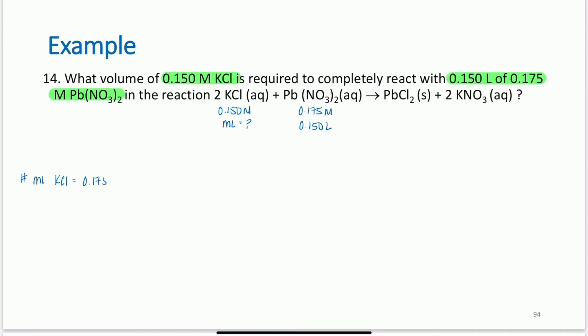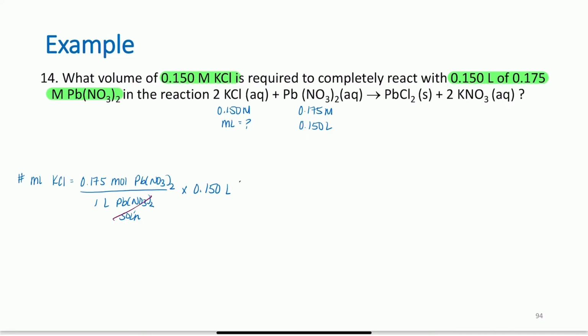So I've got 0.175 moles of lead 2 nitrate in 1 liter of solution. I have 0.150 liters of that solution, 150 mils of that solution. So that cancels out. And that gives me my moles of lead 2 nitrate.